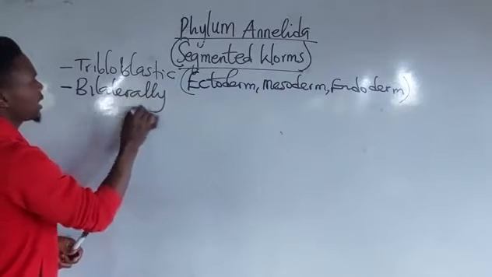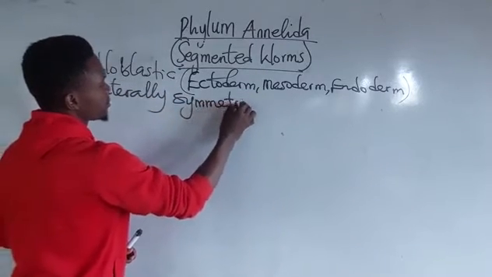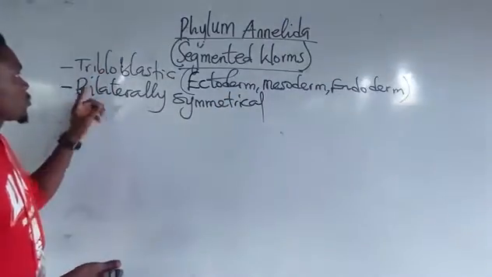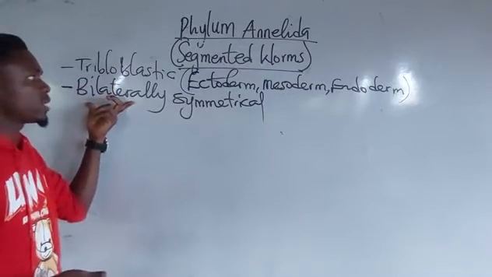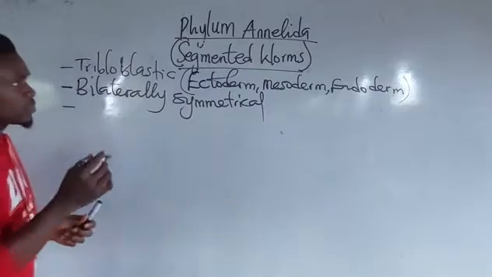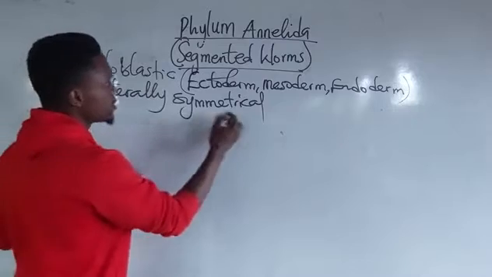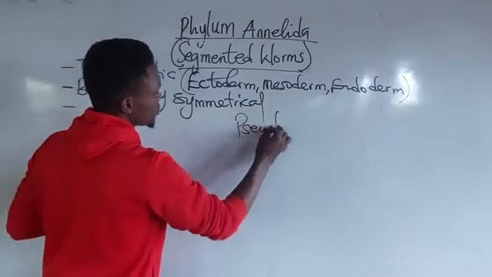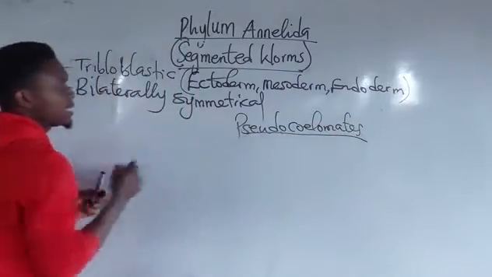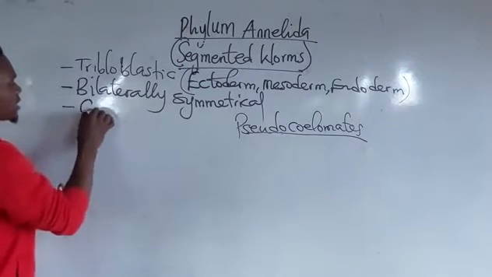They are bilaterally symmetrical, just as the nematodes. The nematodes are as well triploblastic and bilaterally symmetrical. Please take note of that. Now, the nematodes, I told us in our previous class that they are pseudocoelomates. That is, they have a false body cavity. However, the annelids are coelomates.